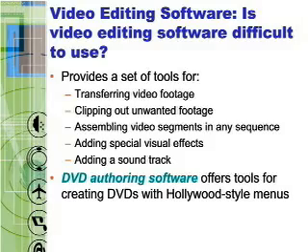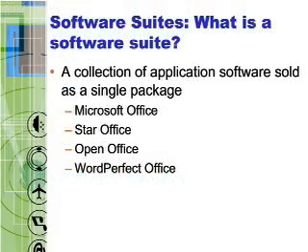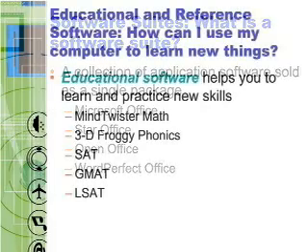A software suite is a collection of application software sold as a single package. Office suites, such as Microsoft Office, Star Office, OpenOffice, and WordPerfect Office, include applications to boost basic productivity: word processing, spreadsheet, and email software. Graphic suites such as Adobe Creative Suite, Macromedia Studio MX, and Corel Draw Graphic Suite typically include paint, draw, and web graphics tools. Educational software helps you learn and practice new skills.